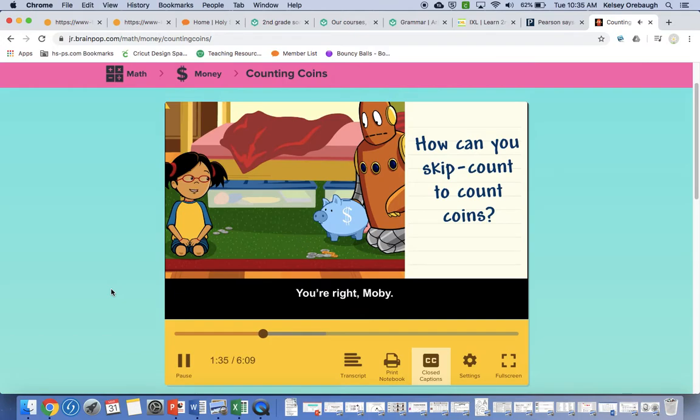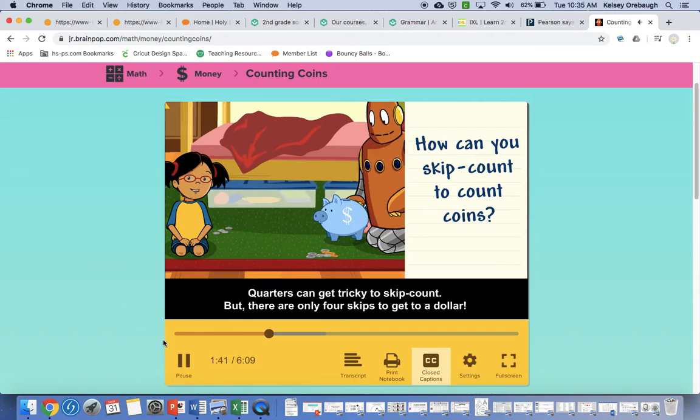You're right, Moby. Quarters can get tricky to skip count, but there are only 4 skips to get to $1.